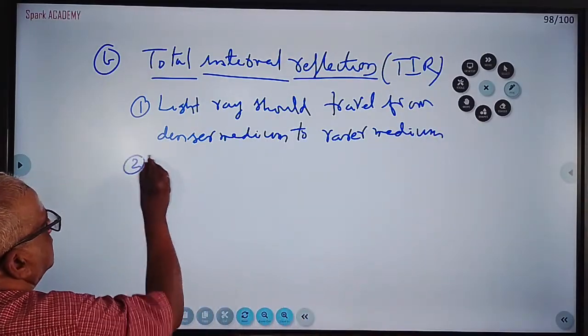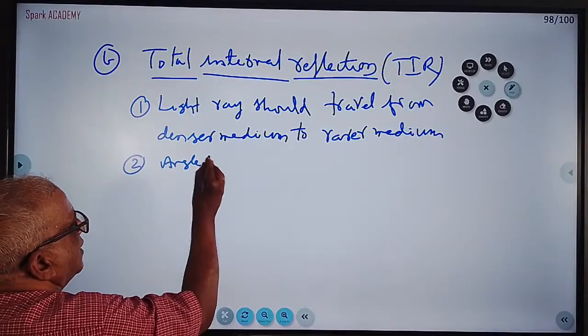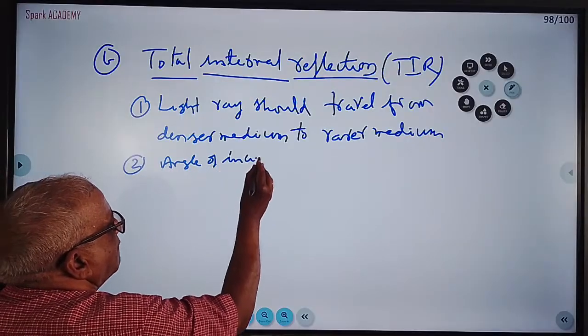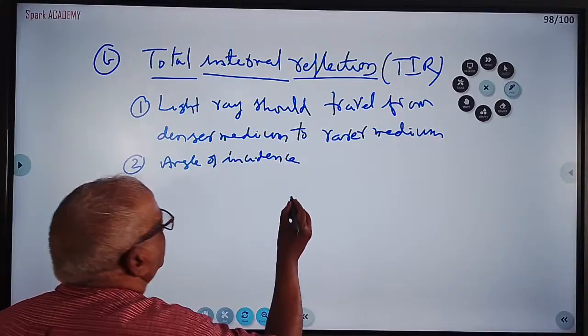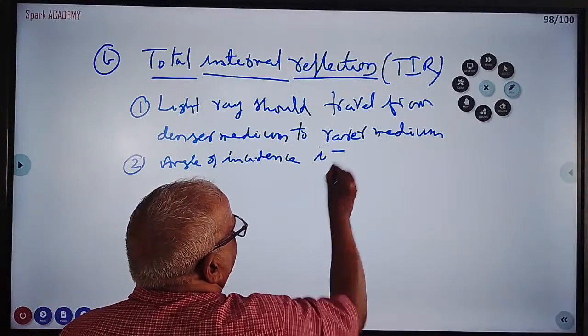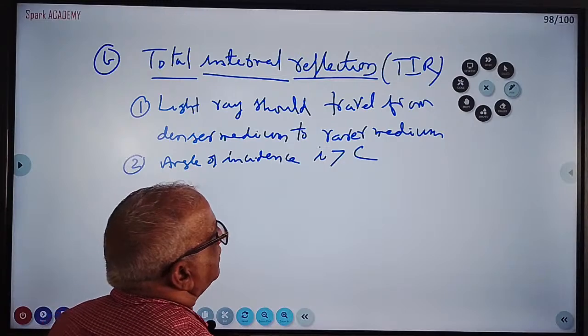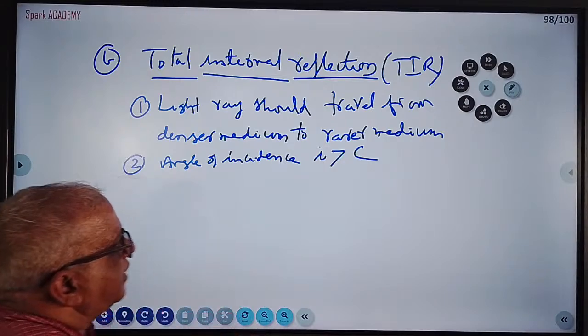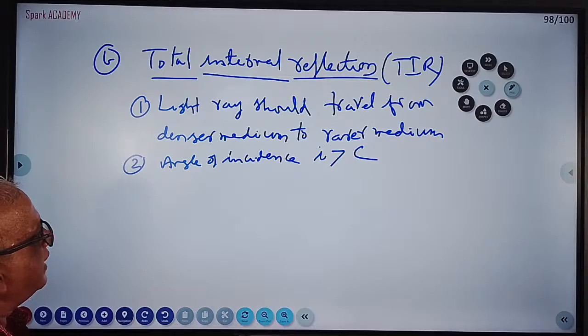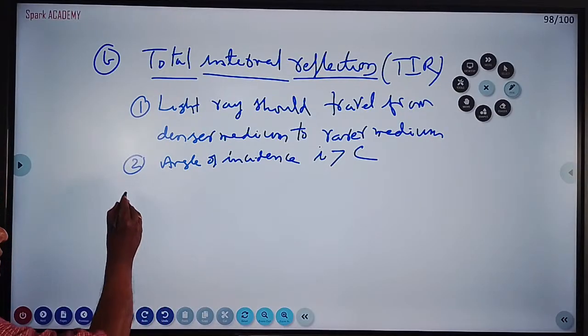Second condition, angle of incidence is greater than critical angle. I greater than C. What is C? Critical angle. Angle of incidence I greater than C, where C is the critical angle.